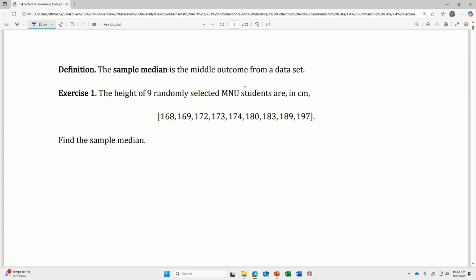The sample median, I think we may have already discussed this, but that's okay. The sample median is the middle outcome from a data set. And here's an example. If I were to randomly select 9 different MNU students and I ask you what's the median, it's going to be the middle number.